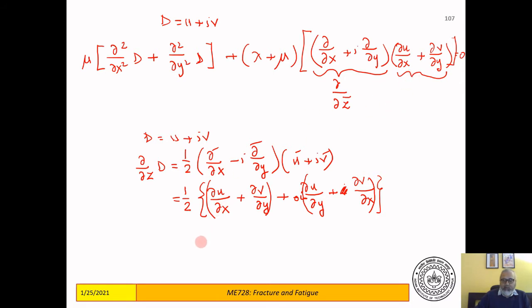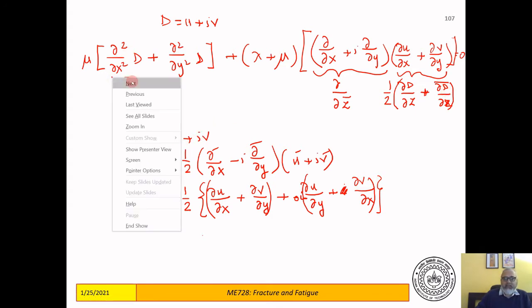Therefore, I can write this as del d del z plus del d del z conjugate, and half of that. So this quantity is half of del d del z plus del d del z conjugate. This is not d bar del z, this is del d del z whole conjugate, you must remember. Now, what is this?